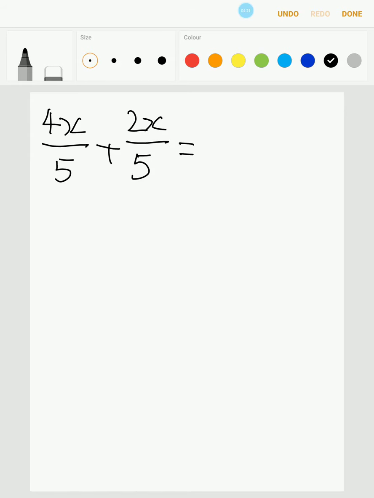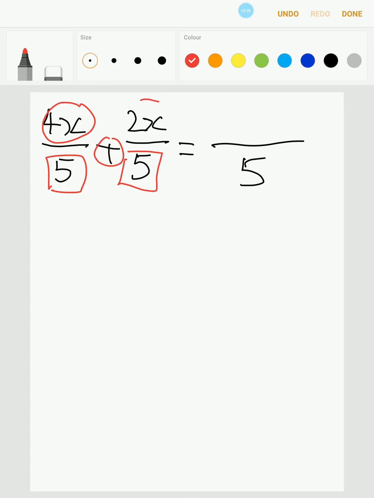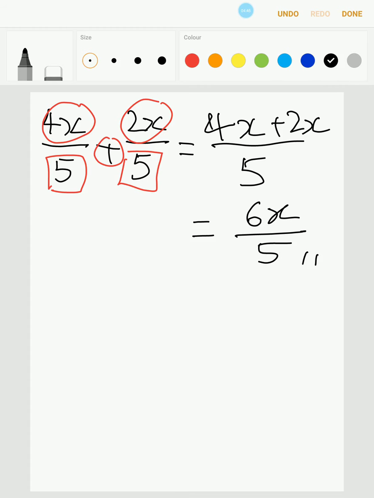Okay, so it's 4x over 5 plus 2x over 5. Now, first thing we do, we check the denominator. Same? Yes, same, we're happy. We put over 5. Next thing, we check 4x plus 2x. That gives me 6x over 5. Simple, right? Now, subtraction will be the same.